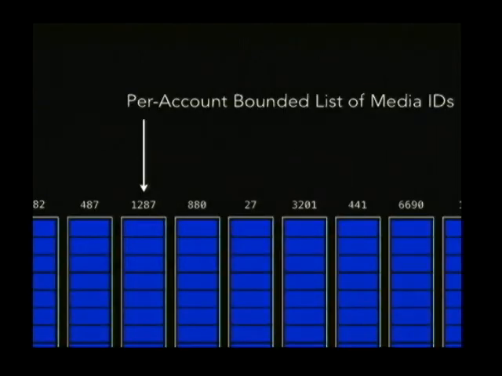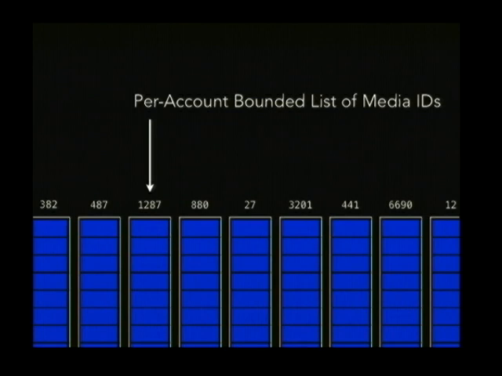So what do we do? We basically keep a list of media IDs for each user. We store this in Redis, and it's really simple. It's just an ordered list of media IDs, queried by the user ID. So we just do a simple lookup to get that data. But we have to figure out how to populate this when a user posts a new photo.